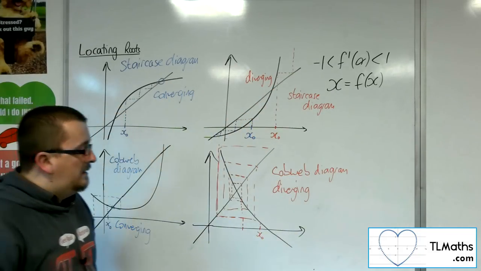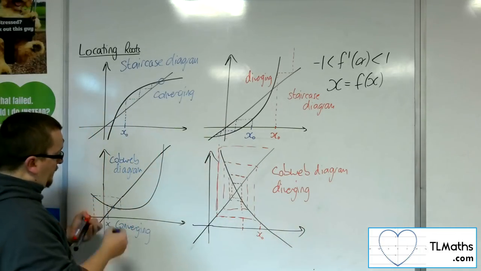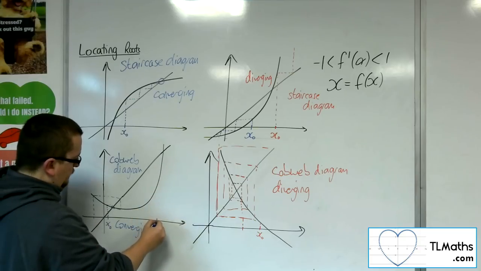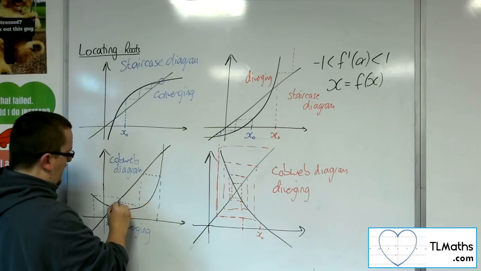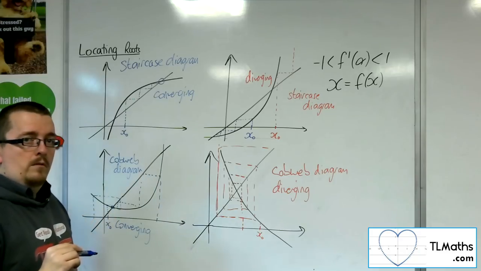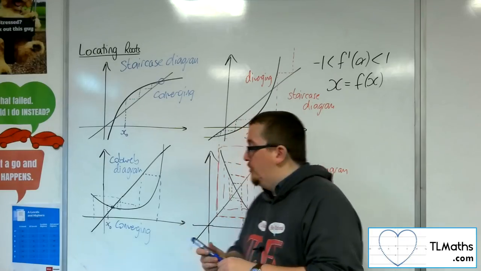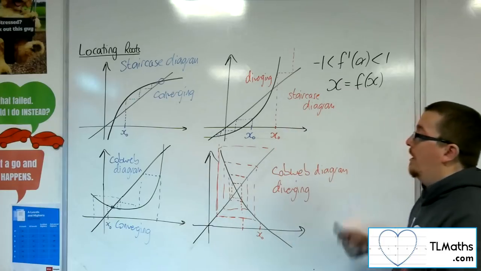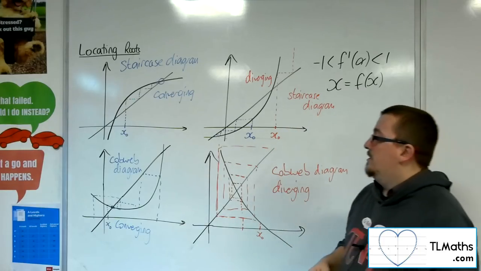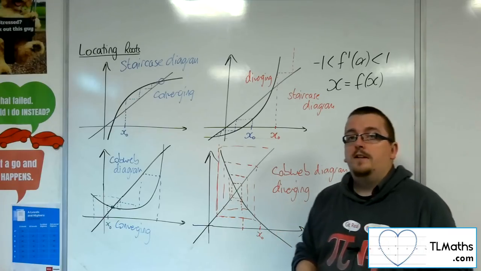That doesn't mean to say that at certain points you can't get a variety, because if you started up here, then it looks to be starting like a staircase, but then it can start to go round and become a cobweb. So it might staircase towards the root, but then turn into a cobweb diagram. So there are different varieties that you can meet. But this is the main concept behind the differences between staircase and cobweb diagrams.